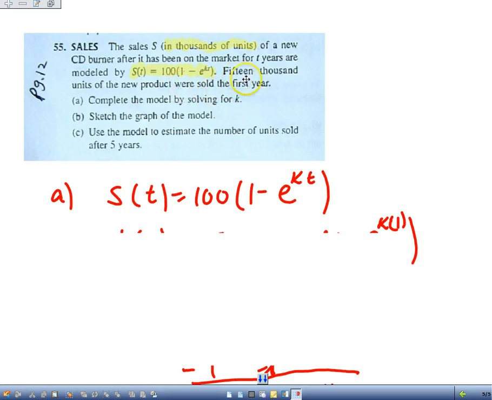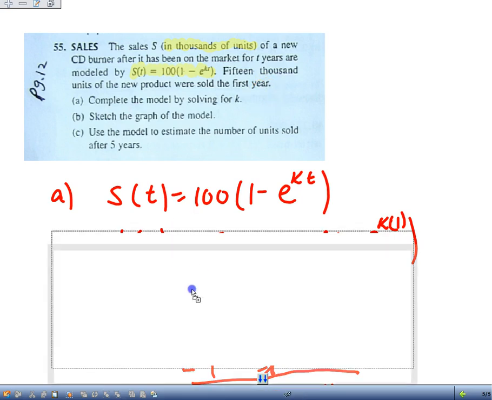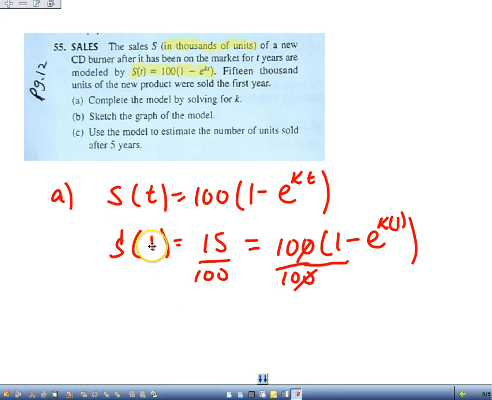It says that 15,000 units were sold during the first year, or when time is equal to 1. So I'm going to plug in 1 for t, and that gives us 15,000 units. So put a 15 here, equal to 100 times the quantity 1 minus e to the k, and then times 1, because t is equal to 1 after 1 year.